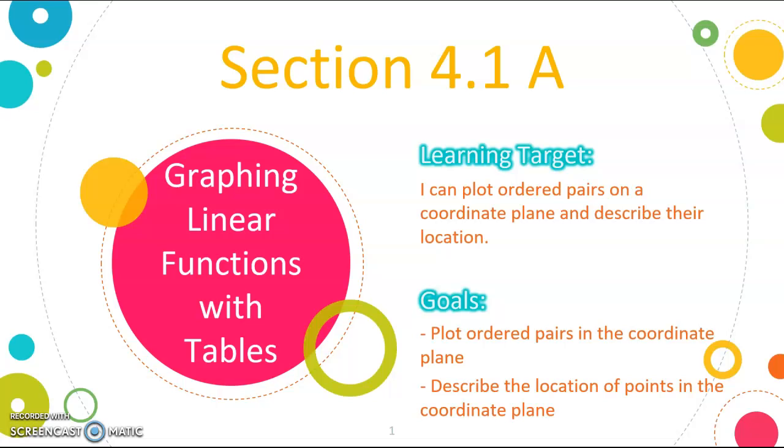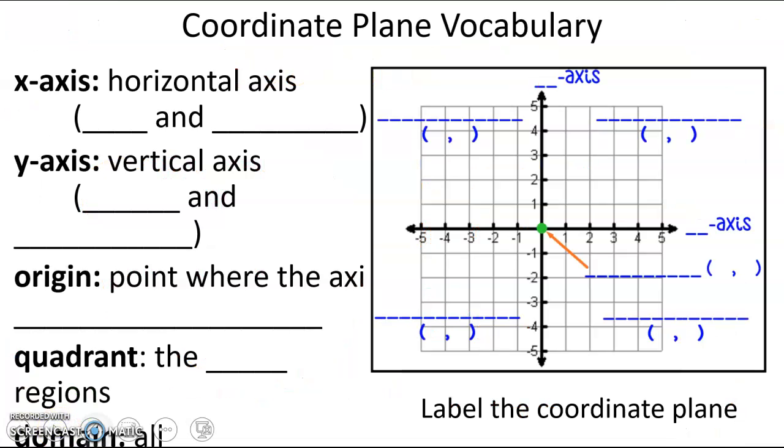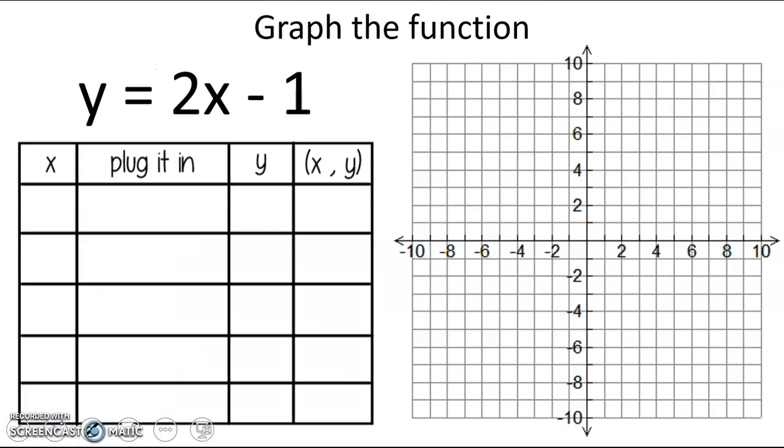And remember that Unit 4, the first topic section that we were doing was 4.1, which was just graphing linear functions with tables. So these first couple parts, I ended up skipping, and I went straight to just graphing the function with the table.